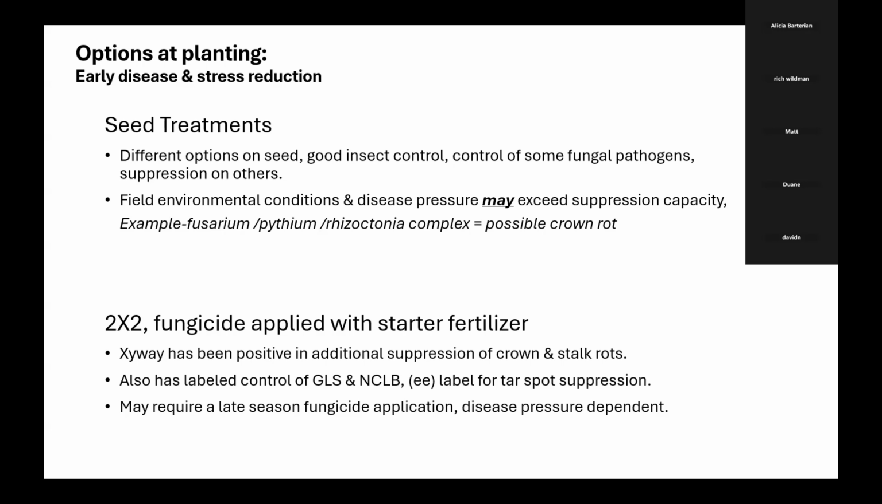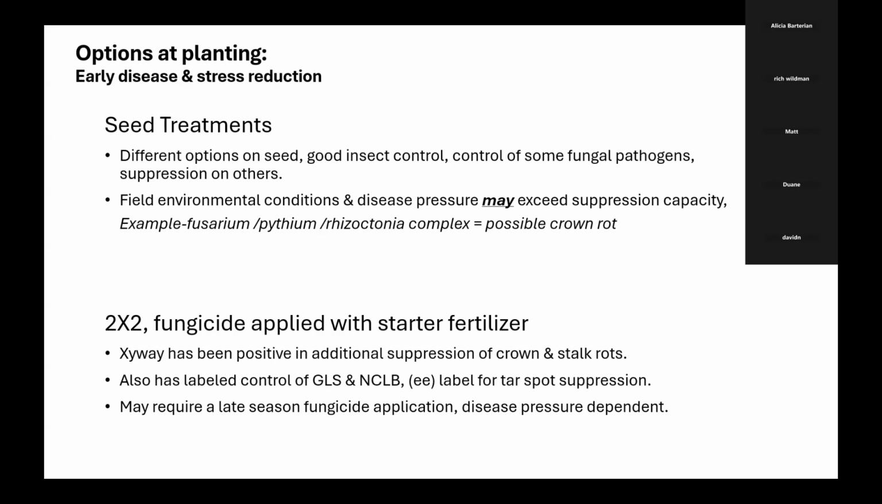Then we look at a fungicide applied with a starter fertilizer. Xyway is pretty effective and has shown very positive results for the past few years. It's kind of another layer of suppression on some of the ground stock crops. Label-wise, it covers gray leaf spot, northern corn leaf blight, and it has a supplemental label for tar spot suppression.